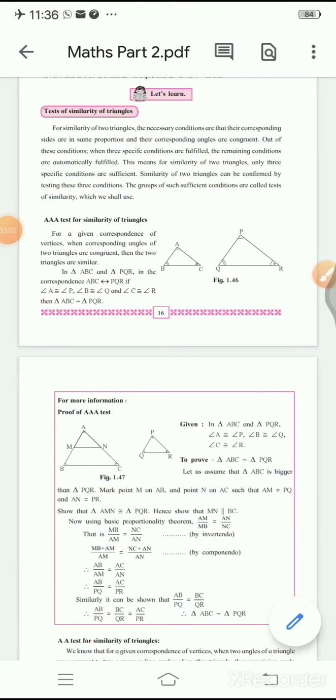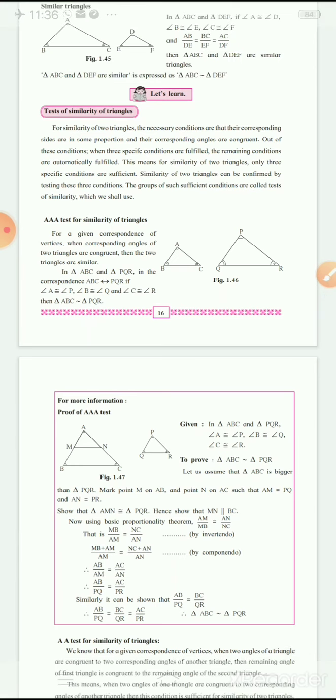Dear students, today we are studying different tests of similarity of triangles. There are three main tests of similarity of triangles. First one is the AAA test, simply known as the angle test, meaning the AA test. Let us see textbook page number 16.